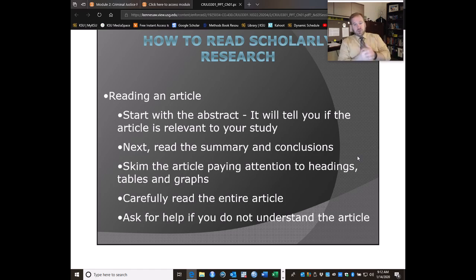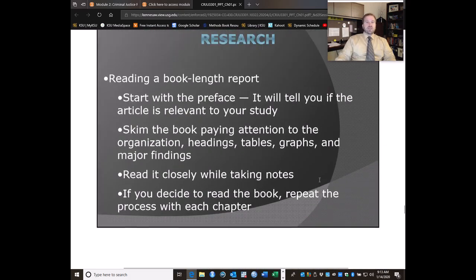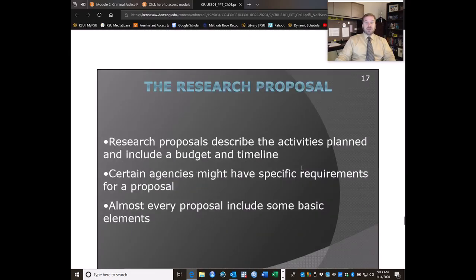The next thing, if you want to read it in closer detail, I would recommend looking at the summary, the conclusions, the discussion sections, because here's where they're really going to tie together everything, and that should be the main part of their article. Now they're going to have the literature review and the methodology, which some of you might not understand a lot of at this particular point, and that's fine, and then maybe the findings section too, but the discussion section you should be able to grasp. Then you want to carefully read the whole article and see what they've got going on there, obviously. Reading a book length report, those are a little bit more complicated, but you shouldn't be doing too much of that because that will be very time consuming.